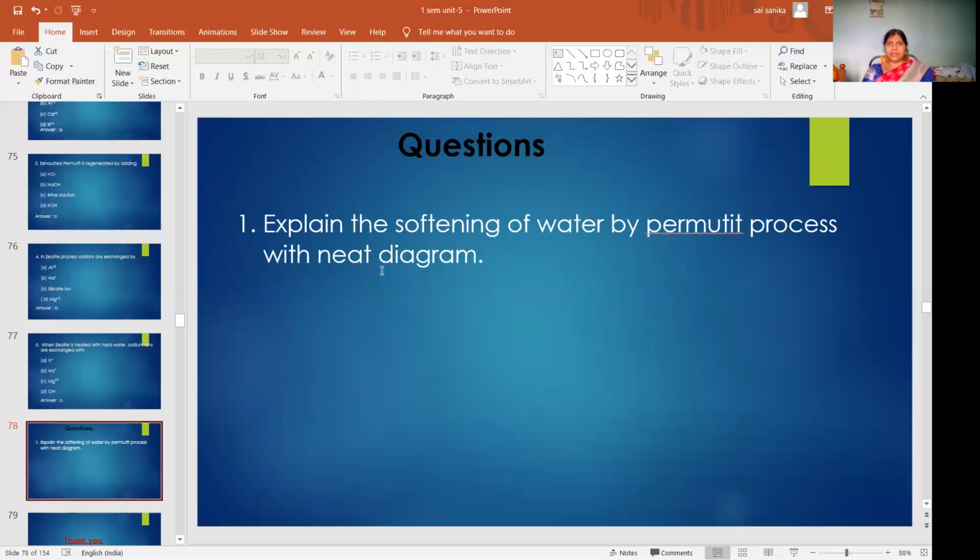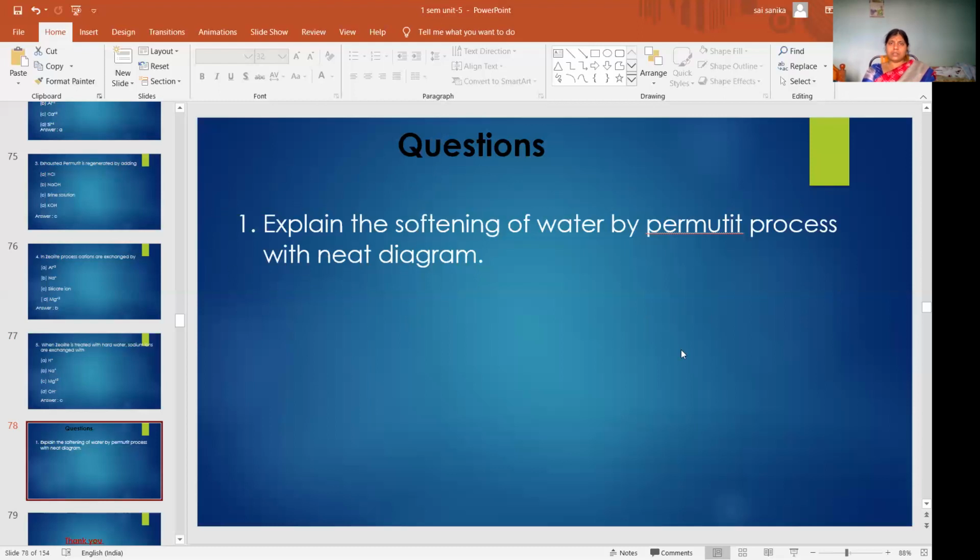So these points are enough. If you write like this, with the equations and diagram, you get 5 out of 5 marks. This is compulsory, a 5 marks essay question. You get this question in the exam every year. Two methods are in your syllabus, no? Ion exchange process and zeolite process. Any one method you will get in the exam.